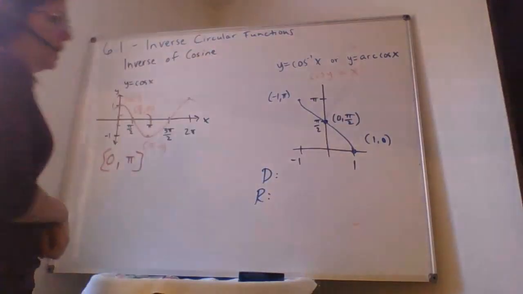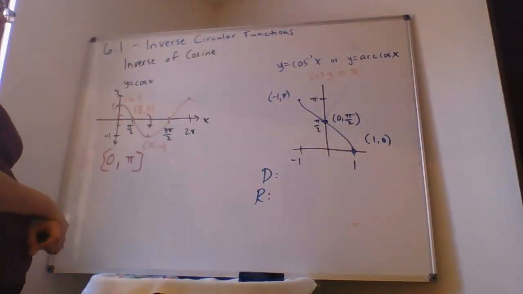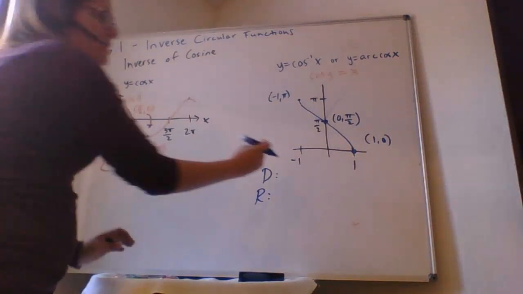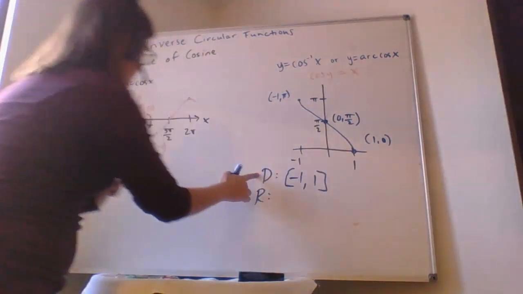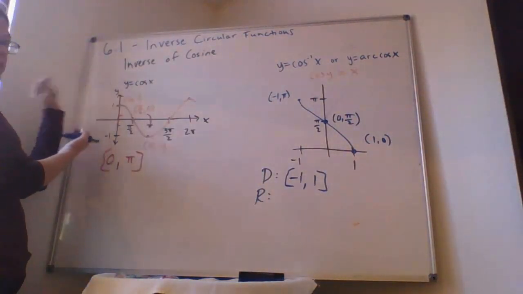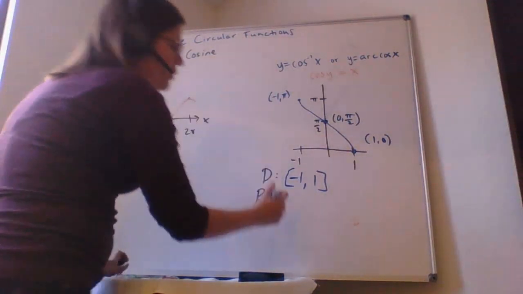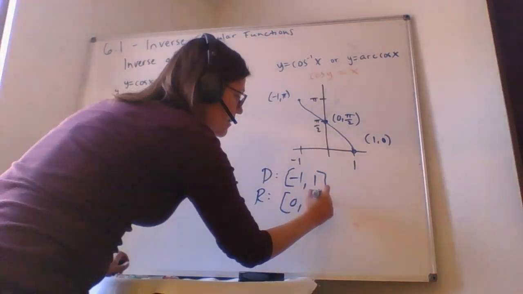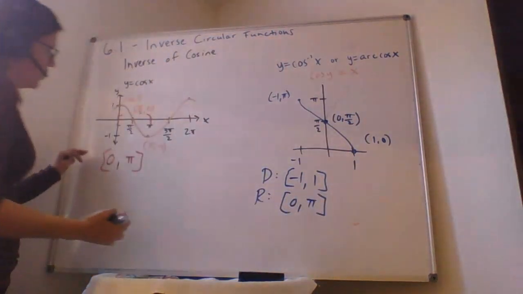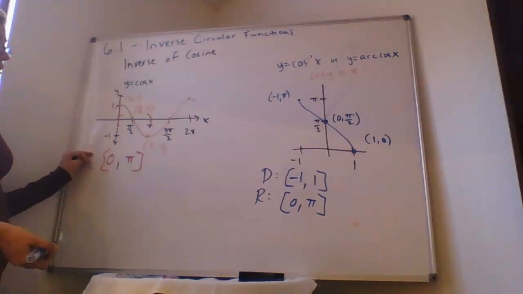Let's look at our domain and range. Our domain is our x values. That's going to be -1 to 1. Notice that was the range of our original function. And our range is our y values. Those are 0 to pi. And notice that was our restricted domain of our original function.